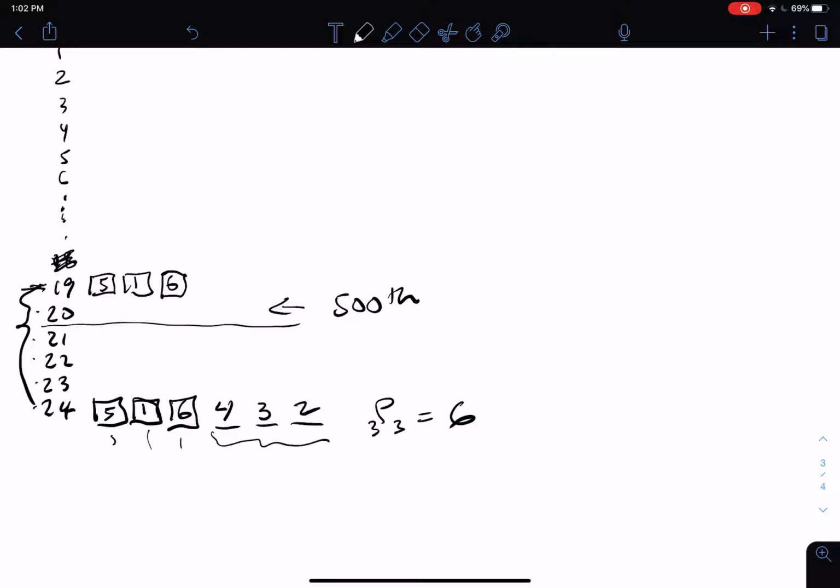So at 19, if I go back 6, this is going to be the smallest number that has a 5 frozen, a 1, and a 6. The smallest number with those 3 remaining pieces has to start with a 2, 3, 4. And the very next one has to be the number I'm looking for, which is the 500th. Remember, 5, 1, 6 are frozen, and instead of 2, 3, 4, the next number in order would be 2, 4, 3. And that is my 500th number.